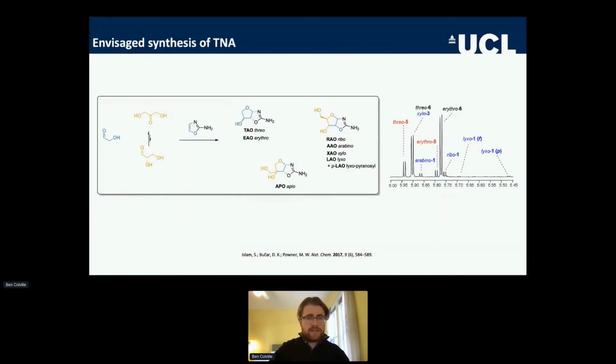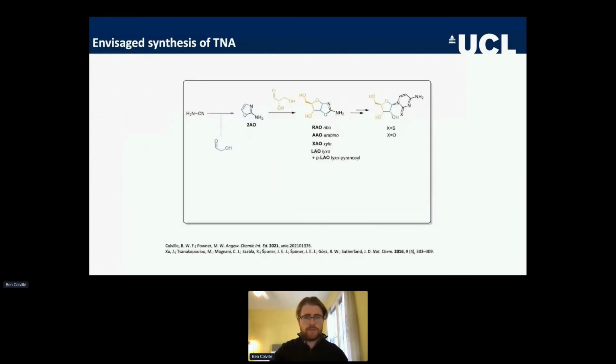Additionally, the selectivity of these reactions is quite fascinating. So this is from some earlier work from our lab. When you take a mixture of equilibrated glyceraldehyde and glycolaldehyde and expose it to 2-aminooxazole, you selectively get way more of the tetrose aminooxazolines than you do of the pentose aminooxazolines or the triose aminooxazolines. So kind of all routes seem to lead us towards TNA. So we were very optimistic that if we could use aminooxazolines, we were on the right route to make TNA.